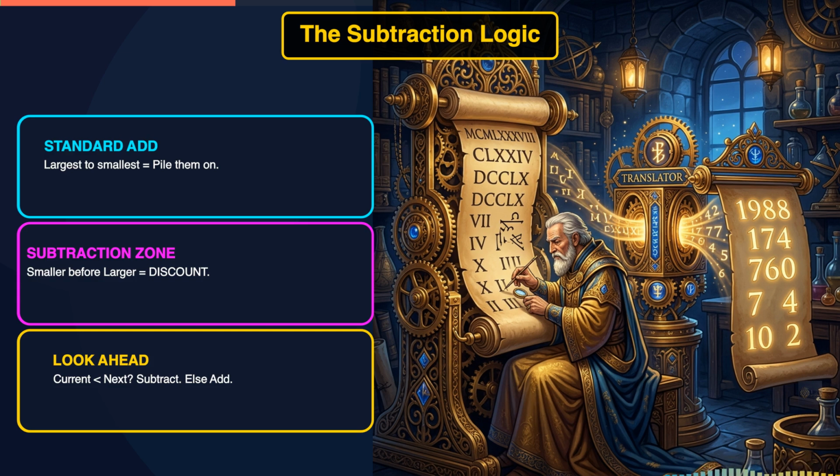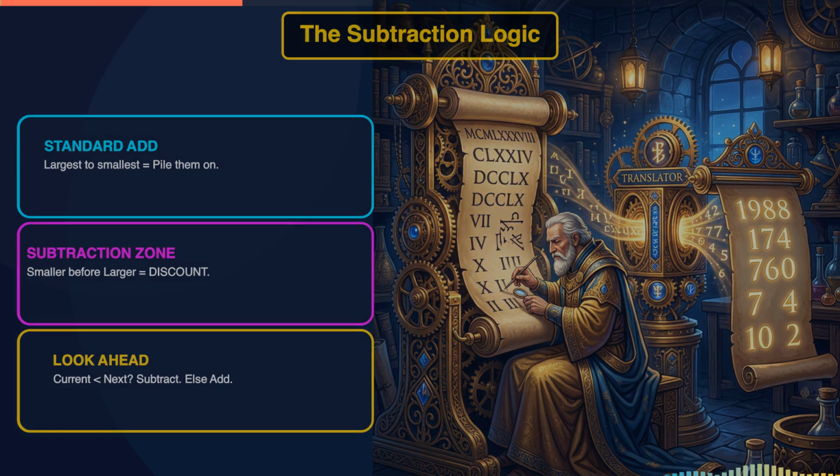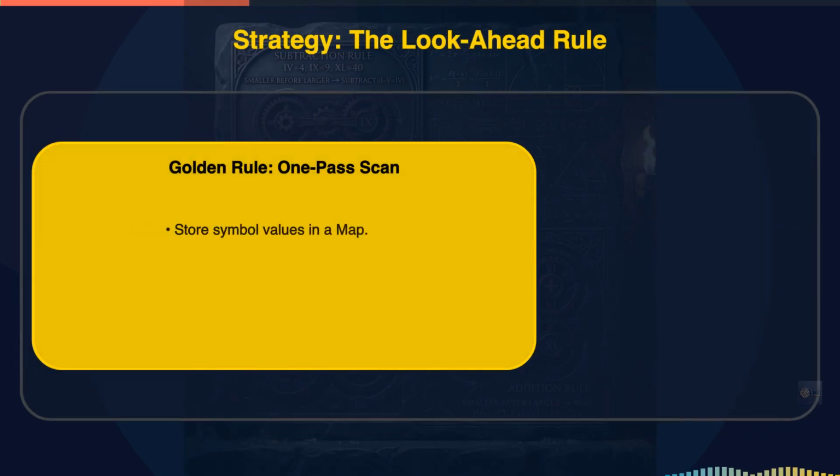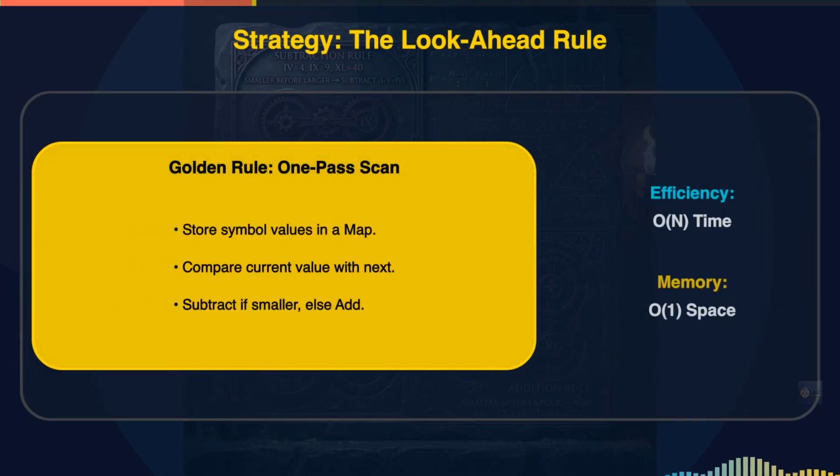The look-ahead strategy. Imagine you are a translator reading an ancient scroll. You look at one symbol at a time, but you always keep one eye on the symbol immediately to the right. If the current symbol is smaller than the next one, it means you are in a subtraction zone. You subtract the current value from your total. Otherwise, you simply add it. It is like seeing a $1 off coupon right before a $5 price tag. You know the final cost is 4.